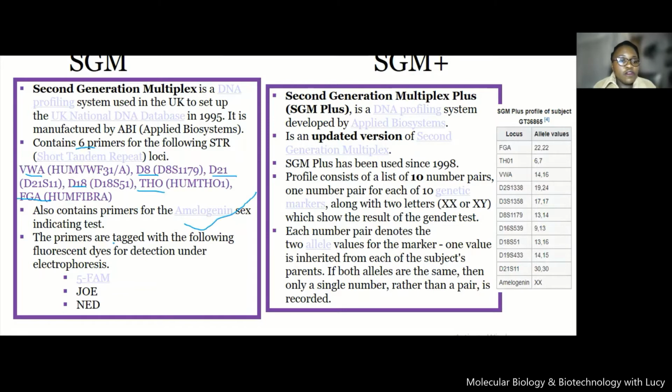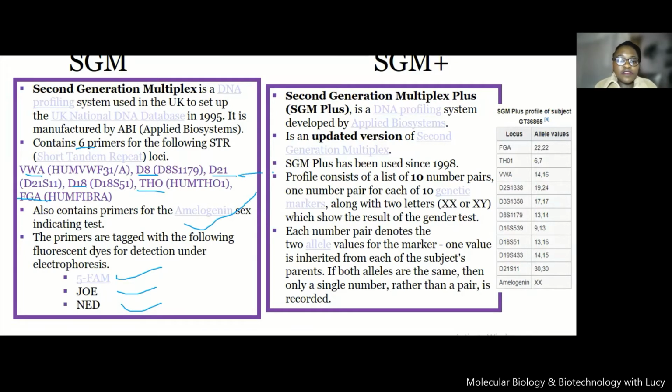So because now we are using more than one, we had to use different fluorescent dyes. So we used 5-FAM, JOE, and NED. I'll show you a diagram of how the three colors have been used.